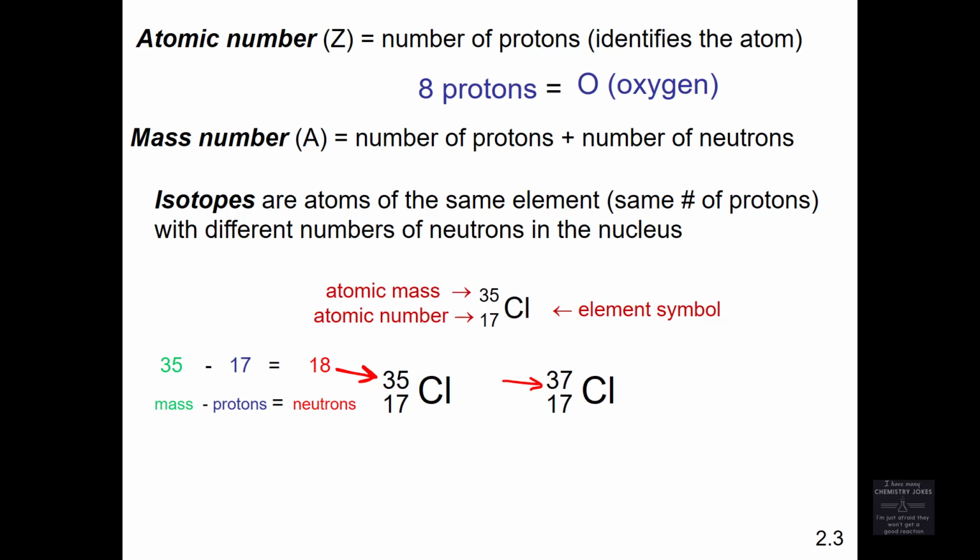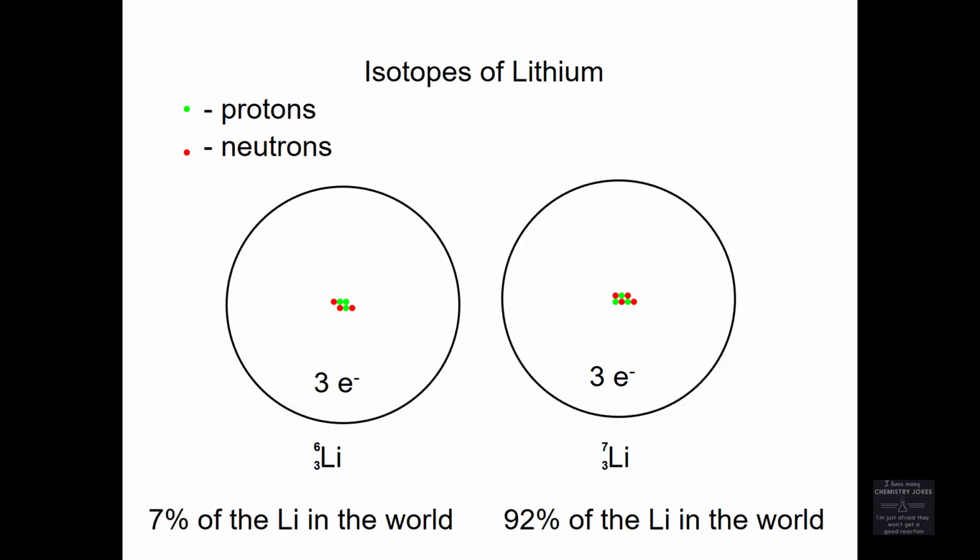All right, I already said this, actually. 18 neutrons over there. So you must have 20 neutrons in chlorine 37. Okay. Lithium has two major isotopes. Lithium is element number 3, so that means he's got 3 little green dots in the middle, according to my picture. No matter what type of isotope he is, he's got 3 little green dots. But if he's lithium 6, he's got 3 little red dots, 3 neutrons. If he's lithium 7, he's got 4 little red dots.